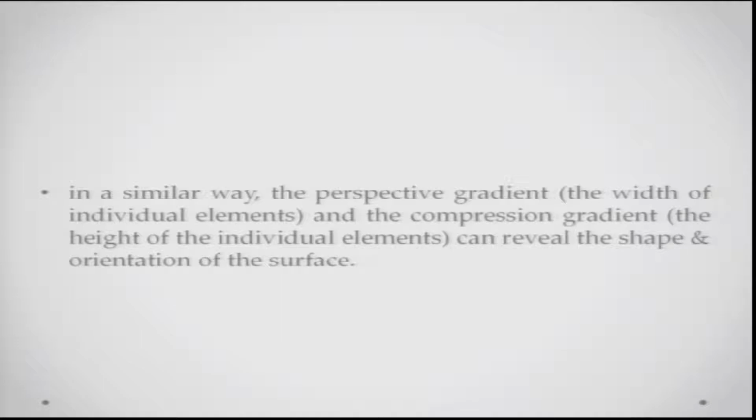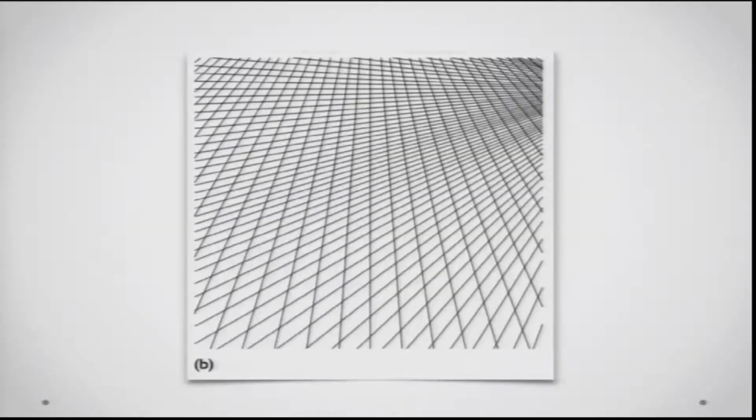In a similar way, the perspective gradient and the compression gradient: the perspective gradient is the width of the individual elements, and the compression gradient is the height of the individual elements. Both of these can reveal the shape and the orientation of the surface. I'll take another similar example.